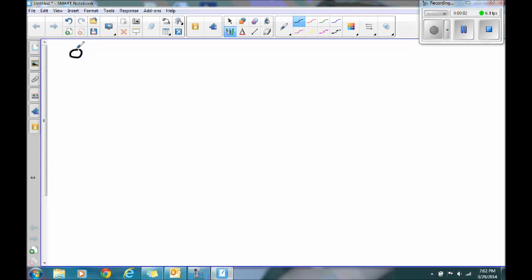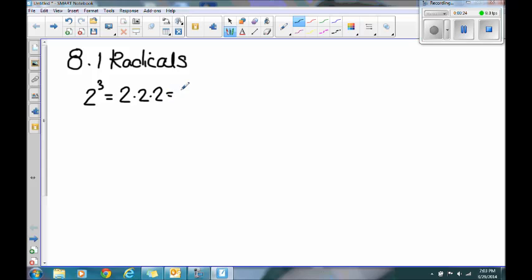In Chapter 8, we're going to start looking at things like roots and radicals. And we're going to focus on radicals first in section 8.1. When we have looked at things so far, we have looked at exponents and understand that 2 to the third power means 2 times itself 3 times.